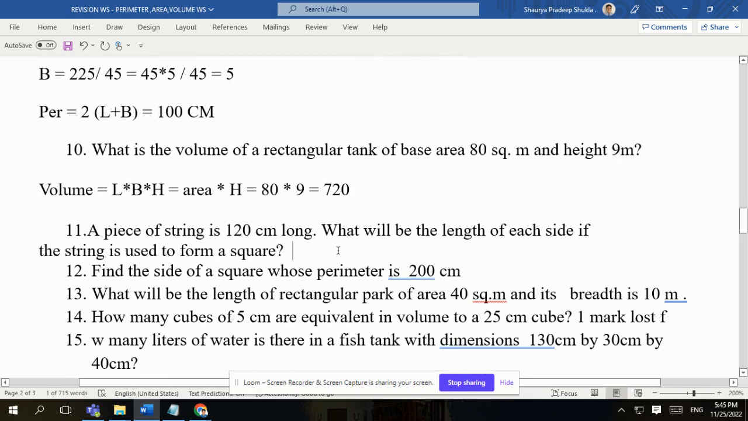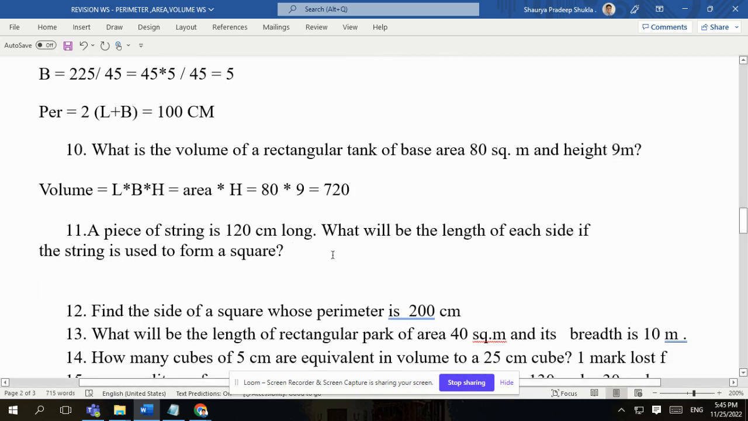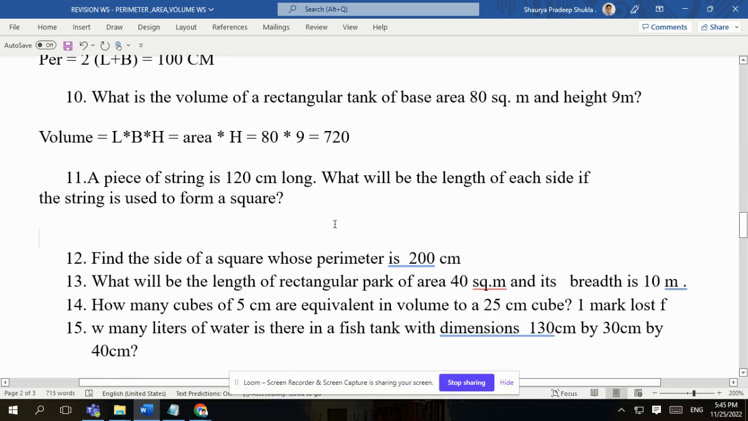Problem number 11. A piece of string is 120 meters long. That's like perimeter. What will be the length of each side if it is made into a square? So we know the formula of perimeter, that is 4 times the side. So 120 divided by 4 is nothing but 30. So here the answer would be 30 centimeter. Okay, guys, let's proceed further.